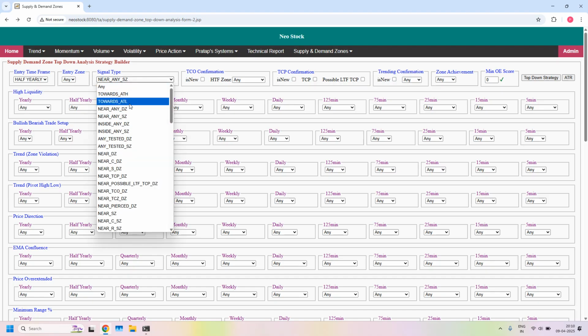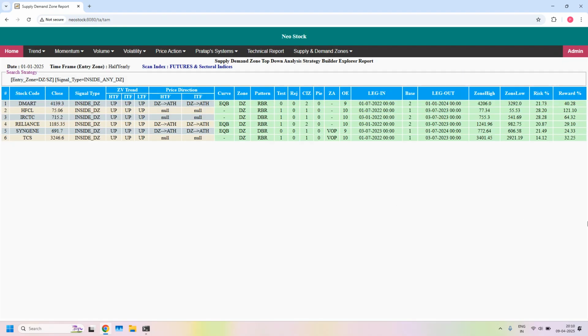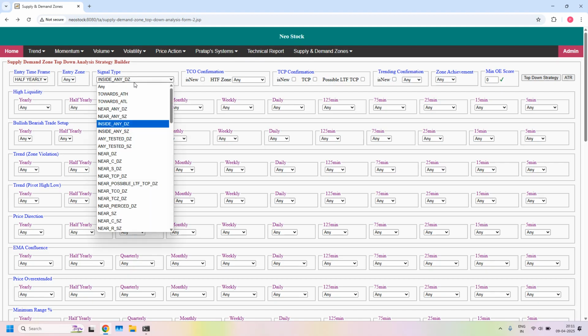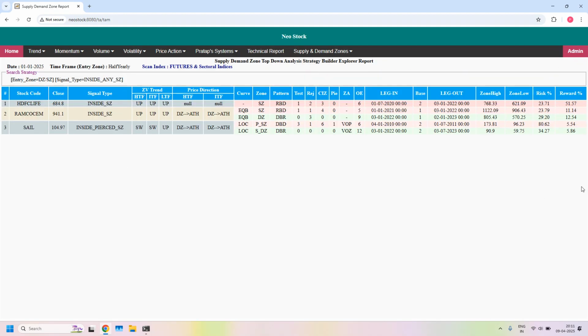Next, stock price closed inside the half yearly demand zone. We got 6 stocks. Next, price closed inside the half yearly supply zone. We got 3 stocks.